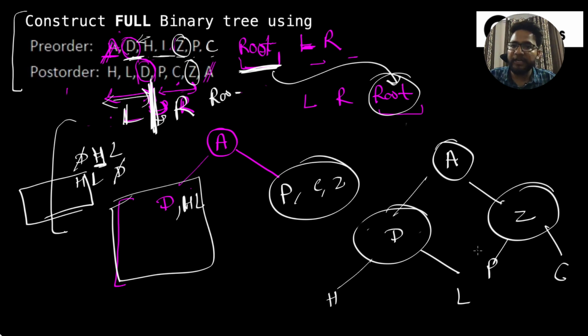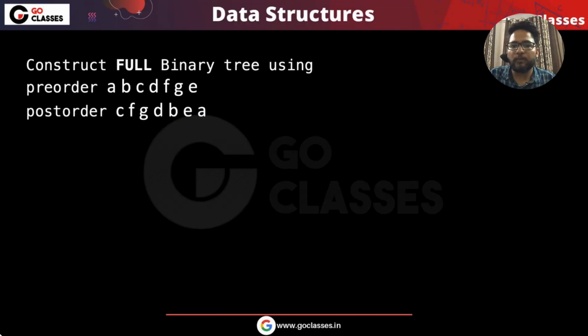So let me repeat it quickly. What you need to do: first identify the root, then identify the minimum node on the left, which is D. Go to the post order, say that this whole thing is on the left, this whole thing is on the right, and do it recursively. So let's do one more example, and after that it will be more clear, I guess.